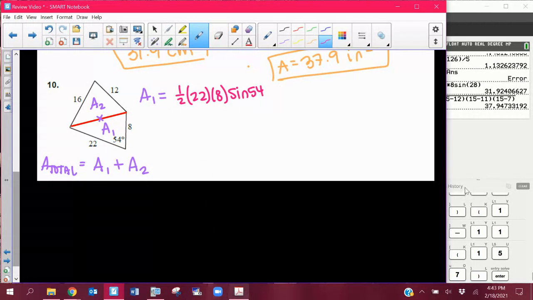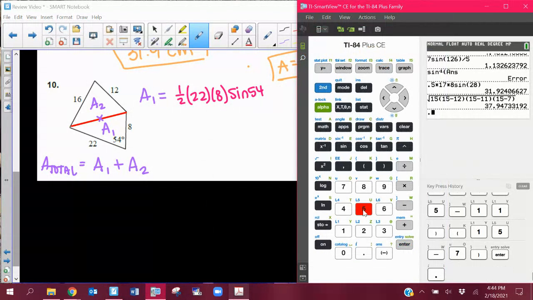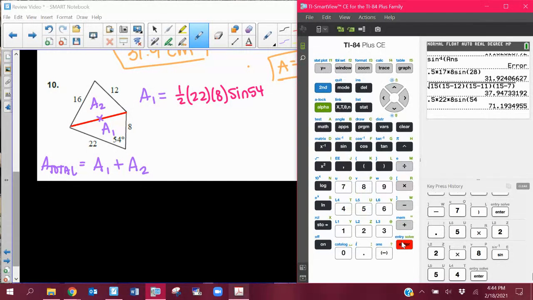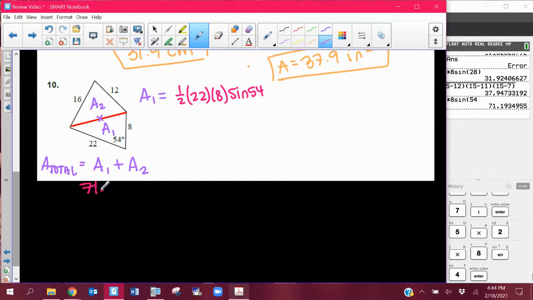Be careful when you're rounding on these. Sorry, I can't apparently talk and type at the same time. When you're rounding, be sure in your calculator you're keeping your unrounded answers for a bit so you can make sure you're not rounding too soon. But the area of 1 we just found was 71.2. Okay, again, that was how I just used the normal formula, side angle side.